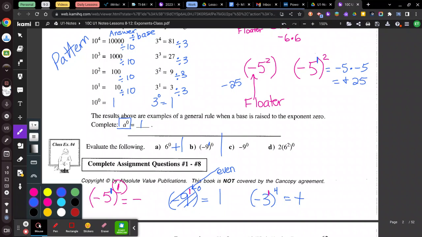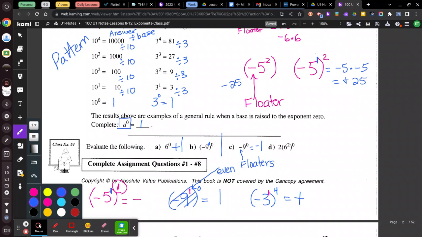These other ones with even exponents, negative bases, they'll give you an even positive answer. So this guy here, no brackets, that's a floater. Floaters will always make your answers negative if there's only one negative. Okay, so you're going to get a -1 for that guy.